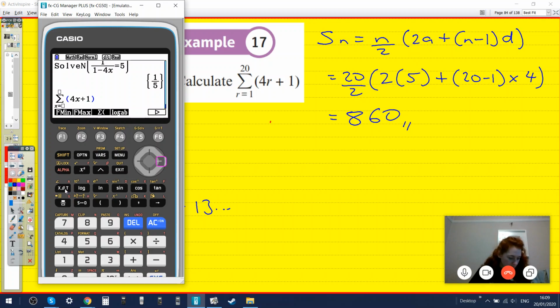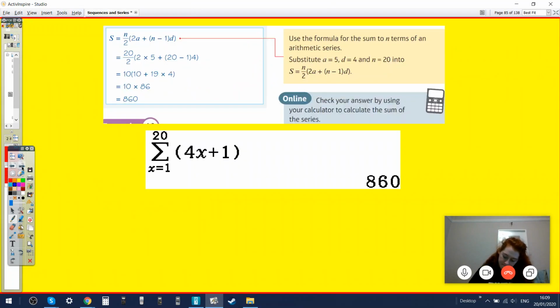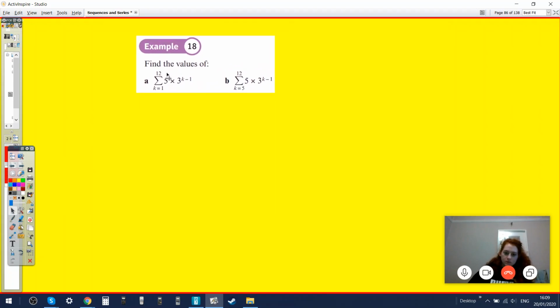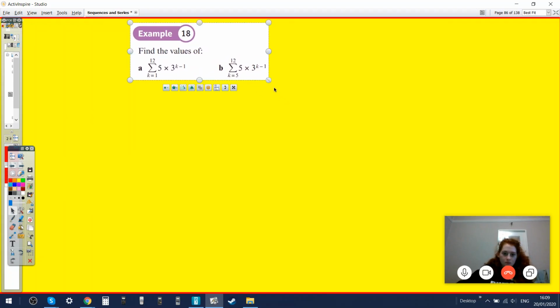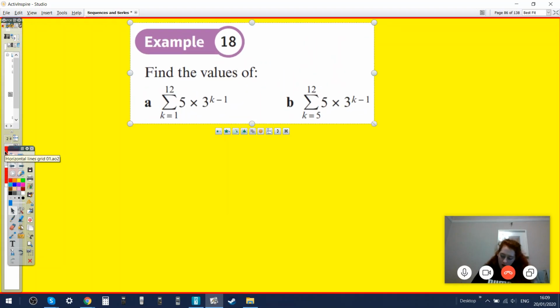So on the bottom is X equals 1. In the bracket is 4x plus 1. And then on the top is 20. Okay. And you get 860. So it looks good. And there we go. That's 860. Yes. So I feel like you could try using your calculator for one of these. I'll try A.